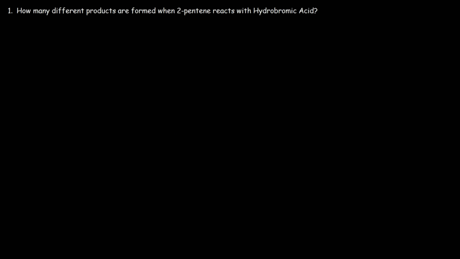Let's work on this example problem. How many different products are formed when 2-pentene reacts with hydrobromic acid? Well, let's find out. So first, let's draw 2-pentene. We're going to draw a pentane, which is a 5 carbon chain, and then we're going to put the double bond between carbons 2 and 3. So this would be 2-pentene if we count it this way.